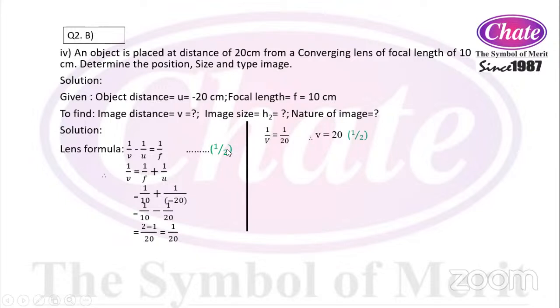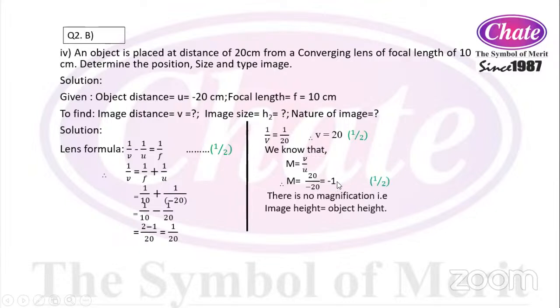Okay, so you can see the half mark for the lens formula, and then once you get the value of V correctly, you will get the next half mark. Then for the next thing, for the magnification, we know that M is equal to V upon U. So again, along with the values, we are going to put it, and magnification becomes -1.